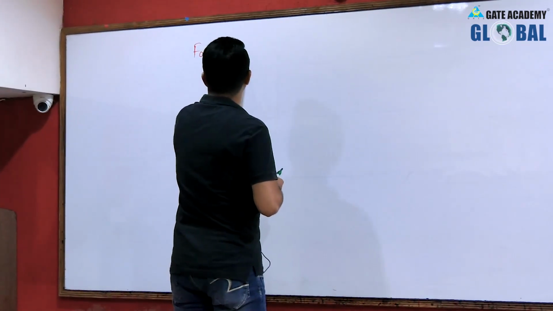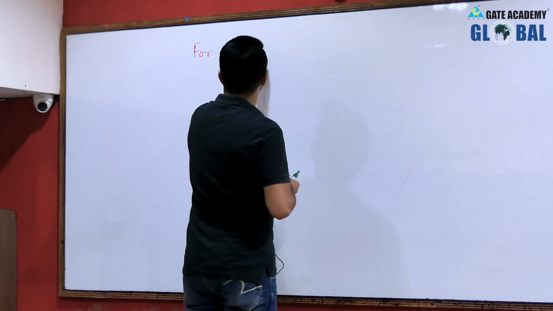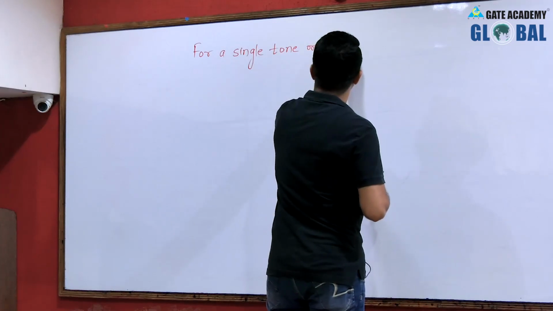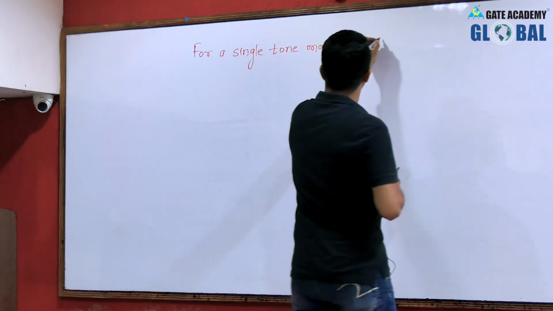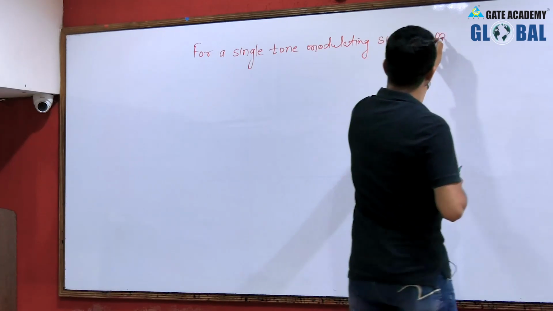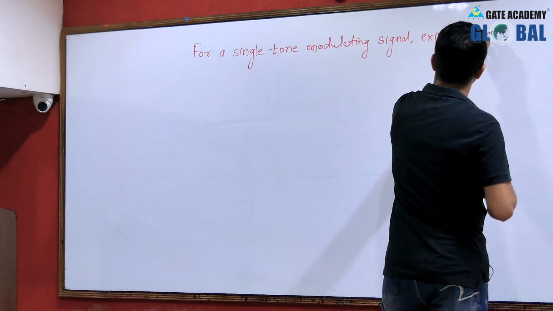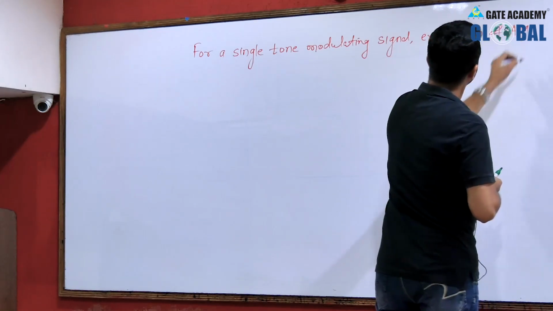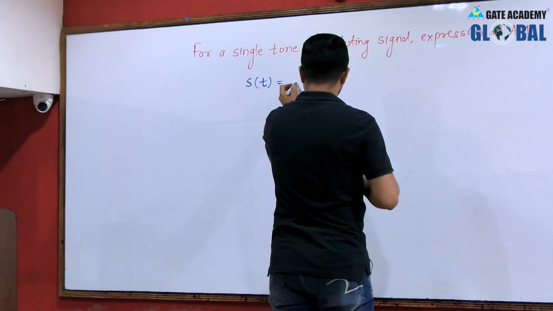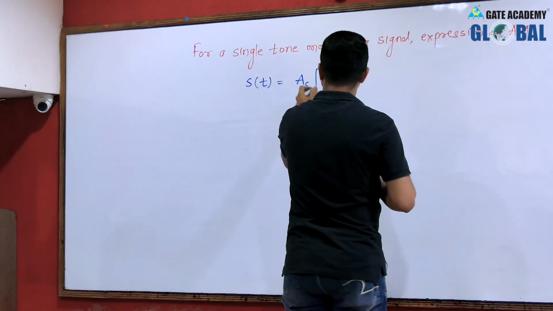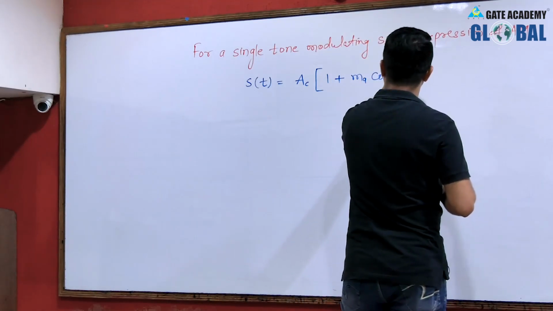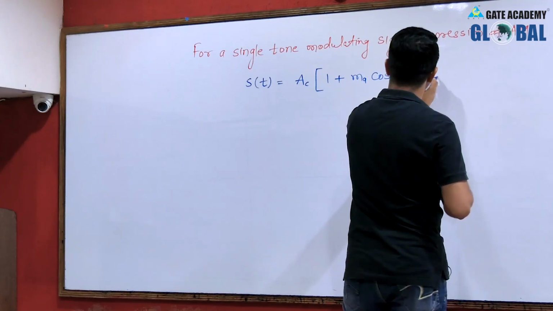So for a single tone modulating signal, the expression of AM is given by s(t), let us say, Ac (1 + Ma cos omega m t) cos omega c t.